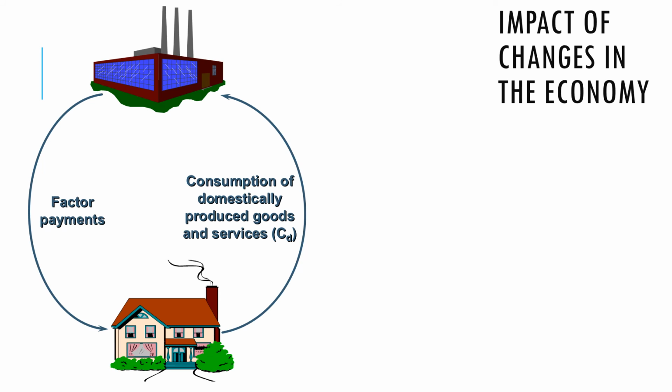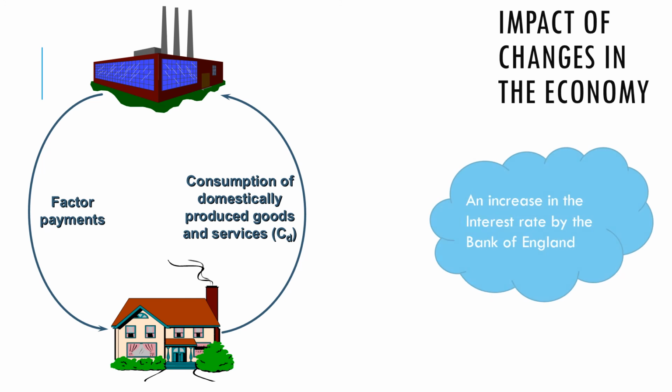So let's have a look at some of the impacts of changes in the economy. This is what we can do with this model. We can say, right, what would be the change in the economy if something happened. So the first scenario, an increase in the interest rate by the Bank of England. So I'd like you to maybe pause the video for a second and think about, do you feel this would affect withdrawals or injections? What would be the effect?